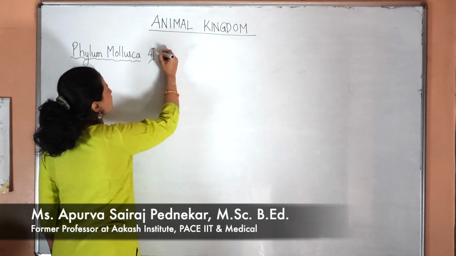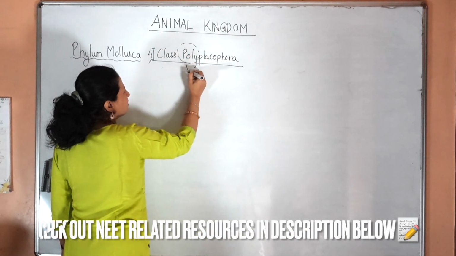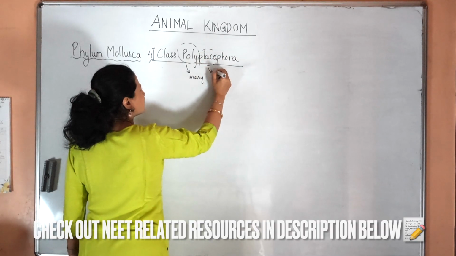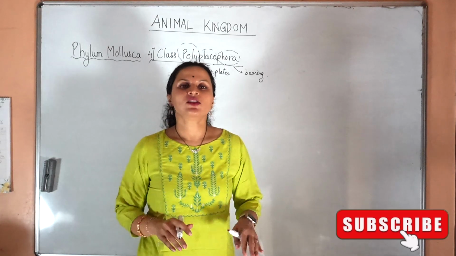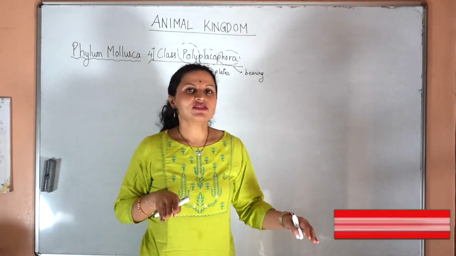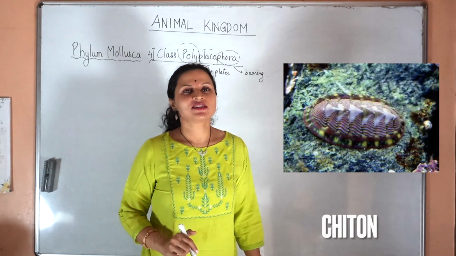Students, in this lecture we will cover the other three classes of phylum Mollusca. Let us start with the fourth class, that is class Polyplacophora. Poly means many, placo means plates, and phora means bearing. Many plates bearing. These organisms will not have a single shell, but they will have several plates of shell. Specifically 8 plates they will have.